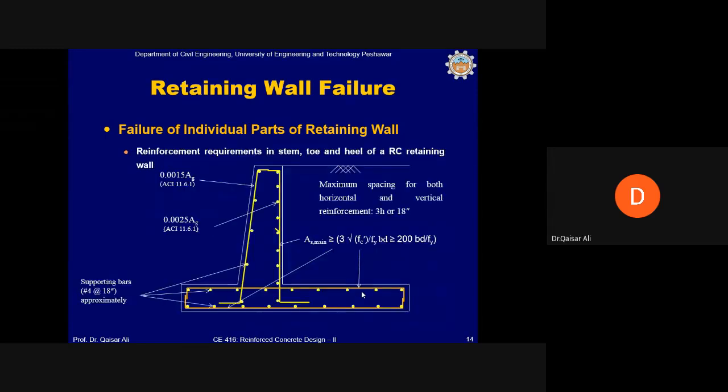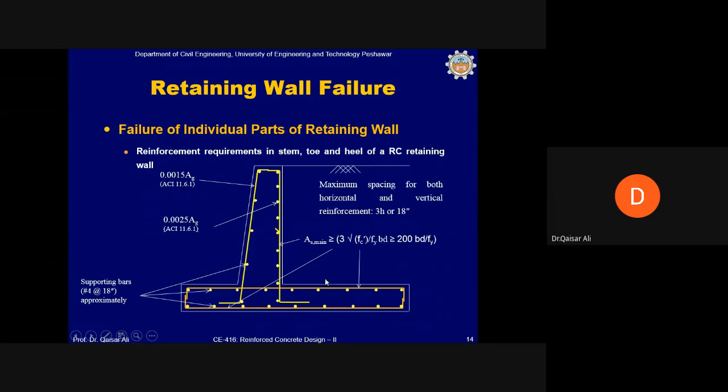Okay, these are different recommendations on the reinforcement by the ACI code. The longitudinal, the vertical reinforcement on the back side of the retaining wall is the main reinforcement in the arm or stem. This reinforcement shall not be less than As minimum, which we have used for beams.